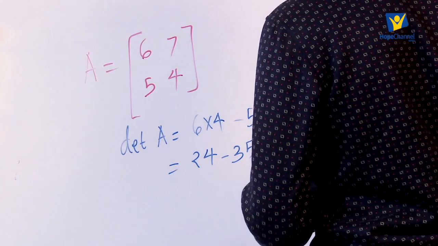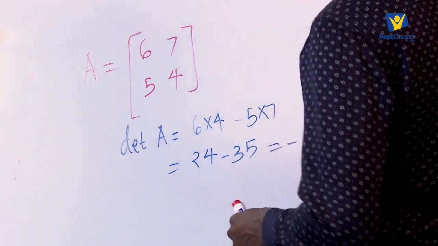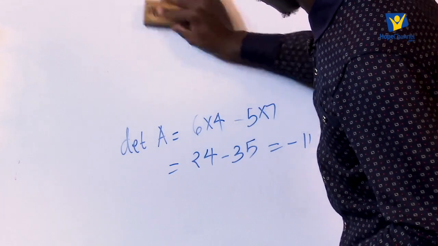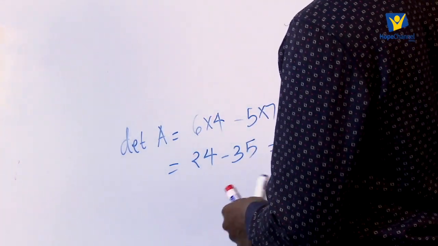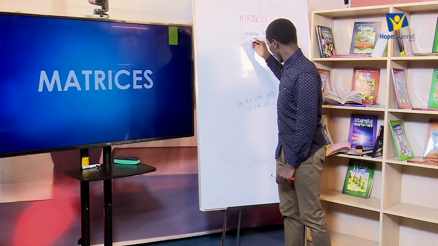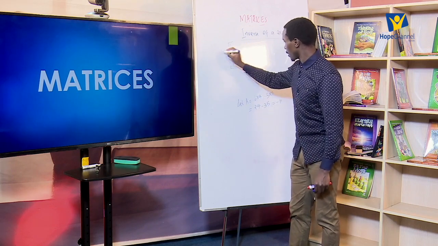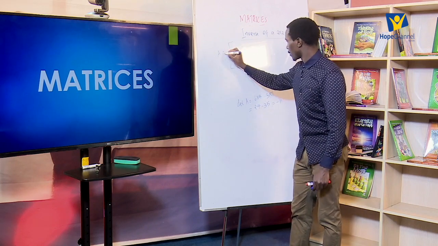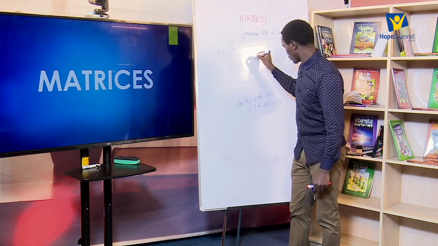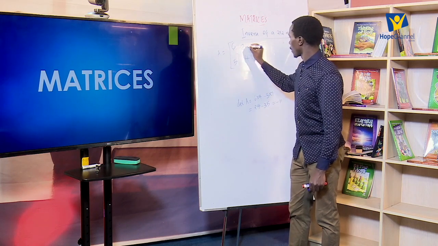That gives us 24 minus 35, which gives us negative 11. Now, after getting the determinant as negative 11, the matrix A was 6, 4, then 5, 7.